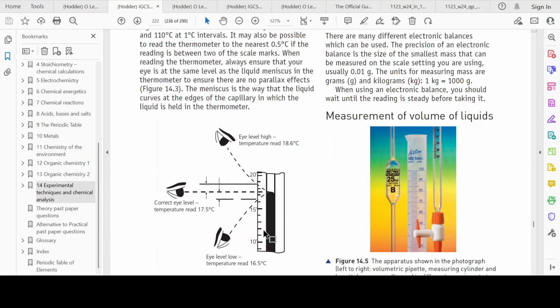So over here, if we count, right, 10, 15, and then one mark, that's 16, another mark, that's 17, and it's between 17 and 18. So as they mentioned, we can read it to the nearest 0.5. Because it's more than 17 and less than 18, we can say it's around 17.5 degrees centigrade.